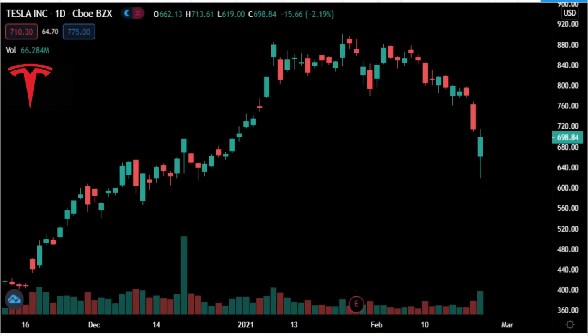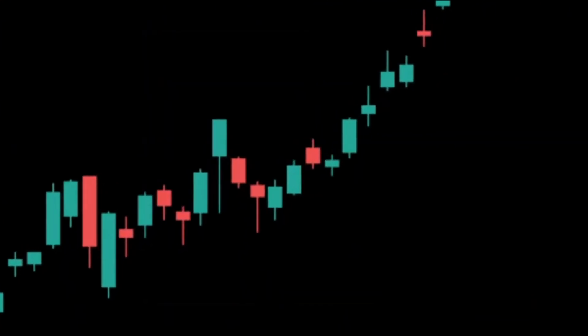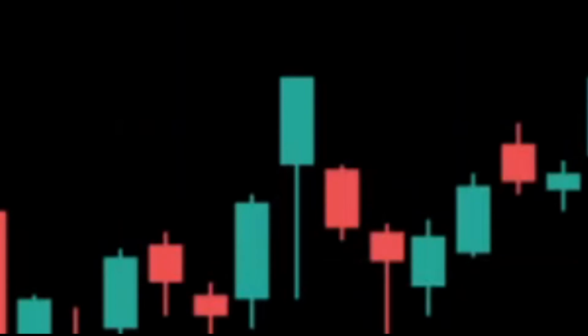Here we have the daily chart on Tesla. Notice how this green candle doesn't have an upper wick. This means that the closing price was also the highest price Tesla traded at for this day. Even without an upper wick, we can still determine the candlestick range.